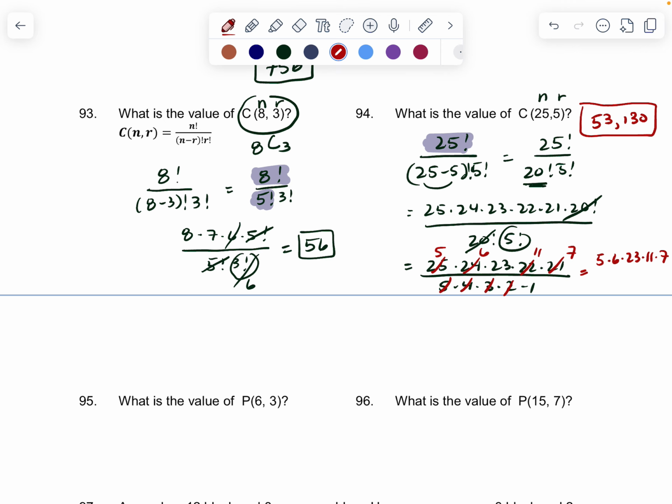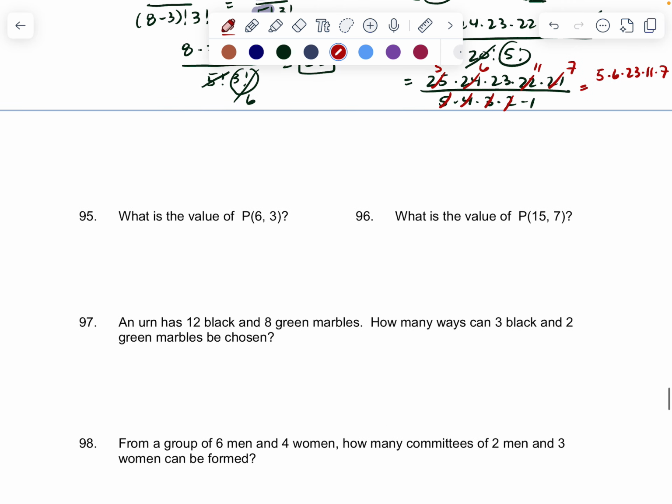Okay, what is the value of, and remember the way we wrote this was nPr, a permutation. And remember the formula for this one is n factorial over n minus r factorial. And again, that will be given to you. So this is your n, this is your r. So this is 6 factorial over 6 minus 3 factorial, which is 6 factorial over 3 factorial.